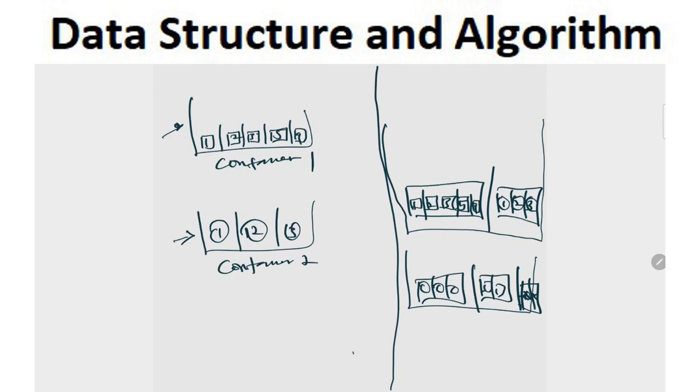Do you get? So this one means that if you want to count the elements inside this container 1, this one will be 0, this one will be 1, this one will be 2, this one will be 3, this one will be 4. Then if you want to count this one, this one will be 0, this one will be 1, and this one will be 2.